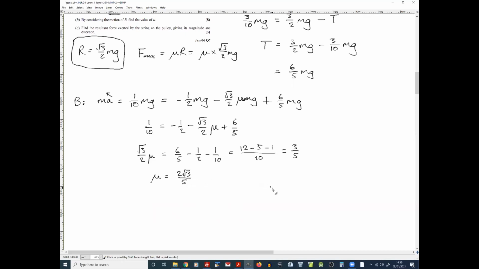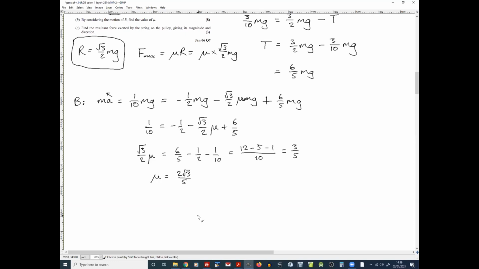So I got mu equals 0.69. Ah, but you went to a calculator, did you? Yeah. Oh, all right. But I mean, well, fine, it's mechanics. So as long as that's 2√3/5, is it? 2/3. Yeah. Fine.